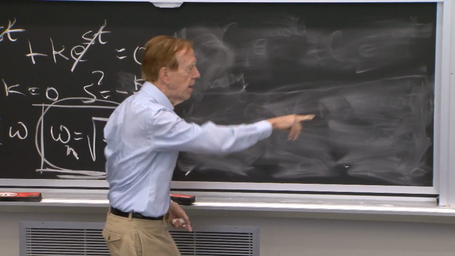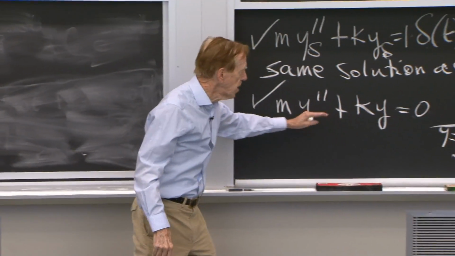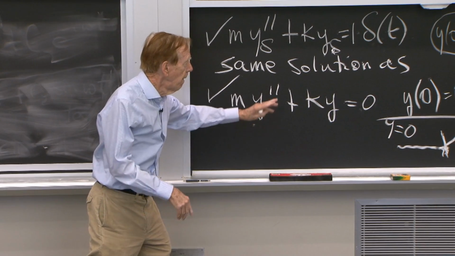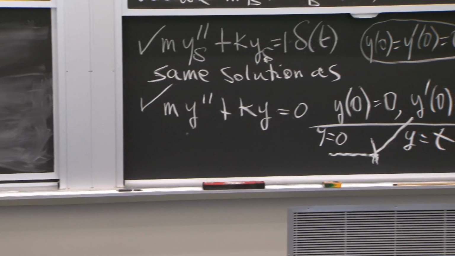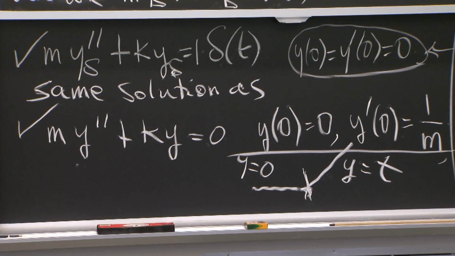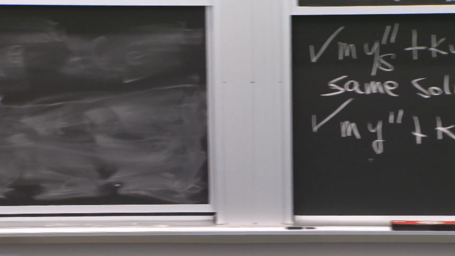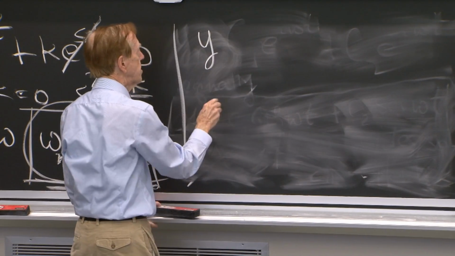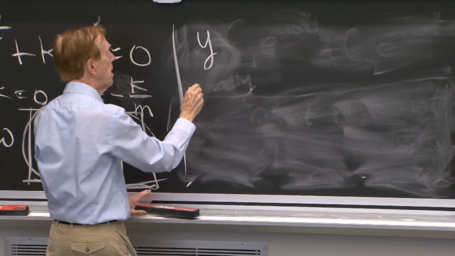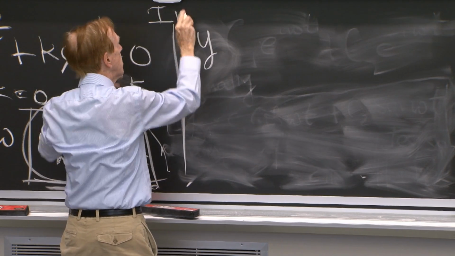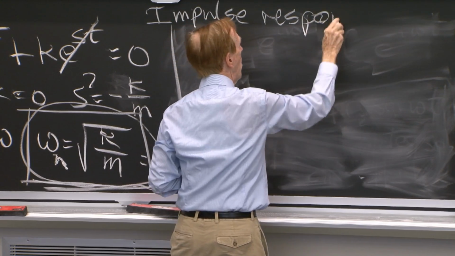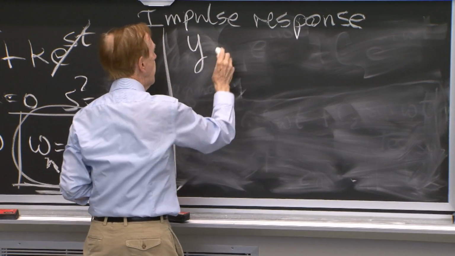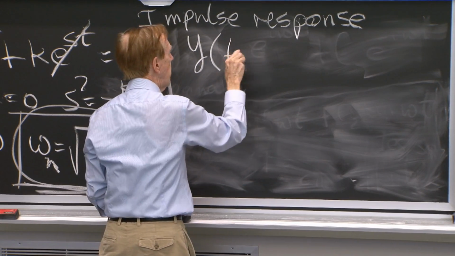What's the answer to that? What's the solution to this second order, constant coefficient, unforced equation with those initial conditions? We probably had it here. I may just have erased it, but now let's get it. So y is y delta. This is the impulse response. Y of t, and I'll give it another name later.